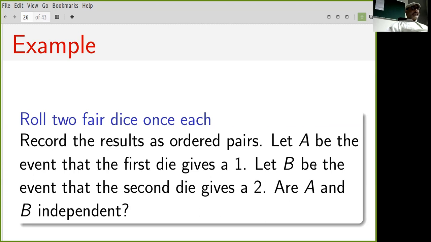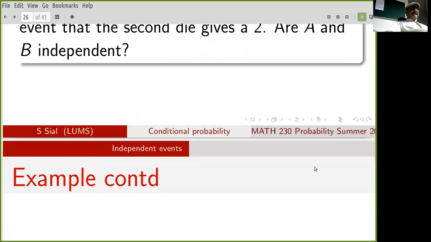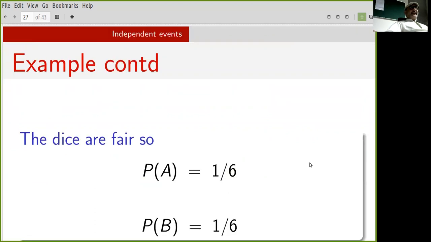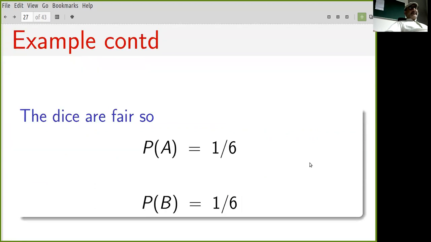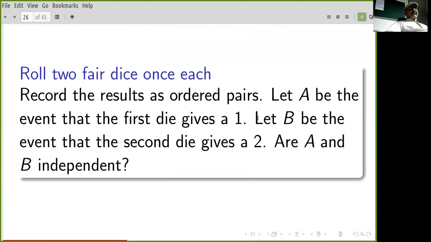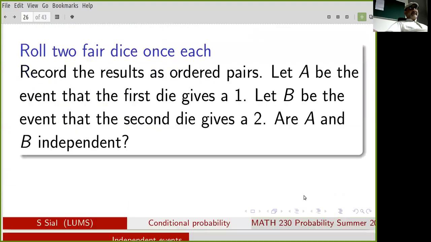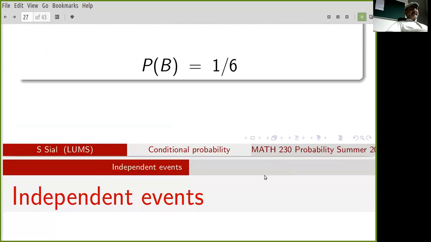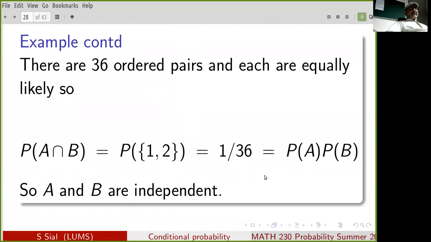Instinctively, without doing any calculations, what do you think? Well, all right, now let's do the calculation. The probability of A, remember, A is the first die gives a 1, B is the second die gives a 2. The probability of rolling a 1 is 1/6, fair die. The probability of rolling a 2 is 1 out of 6. Okay, so there are 36 ordered pairs. Each one is equally likely.